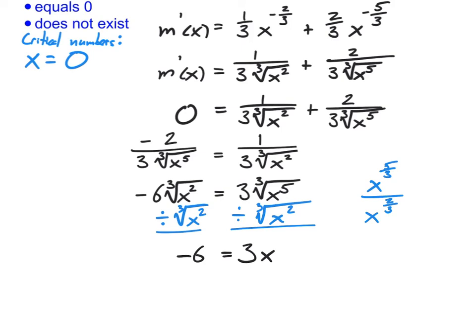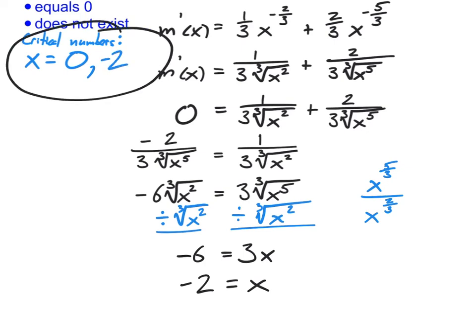So last step, go ahead and divide both sides by 3, and you'll find that x equals -2. And so that is our other critical number. So here x equals 0 and -2. And that's our final answer.